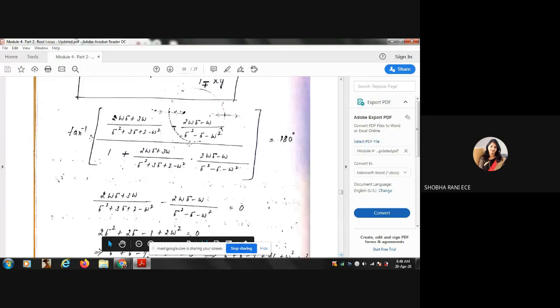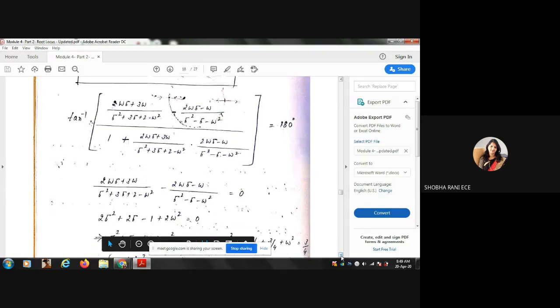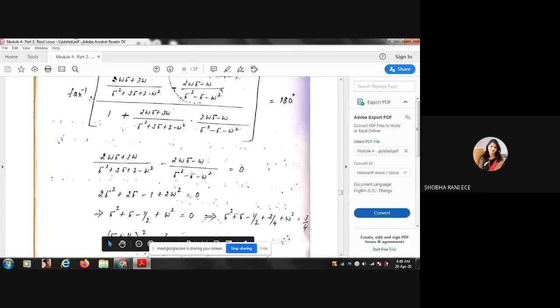So now in the next step, this tan inverse, I will take it to the right hand side. So it will become tan 180 degree. Tan 180 degree is 0, so it is 0. So this numerator by denominator is equal to 0. Denominator multiplied by 0 will be 0. So only the numerator will now be equal to 0. So for the numerator also, I have taken the LCM, and again denominator multiplied by 0 is 0. On simplification, I get the equation in this way.